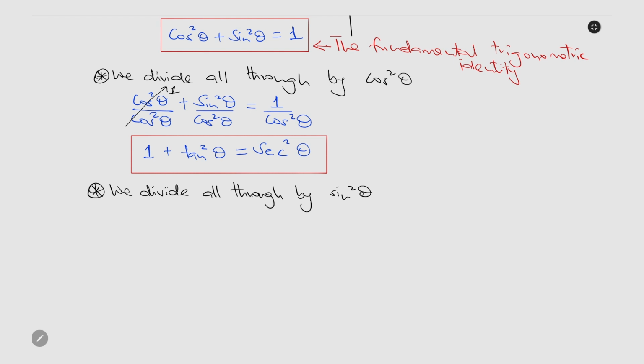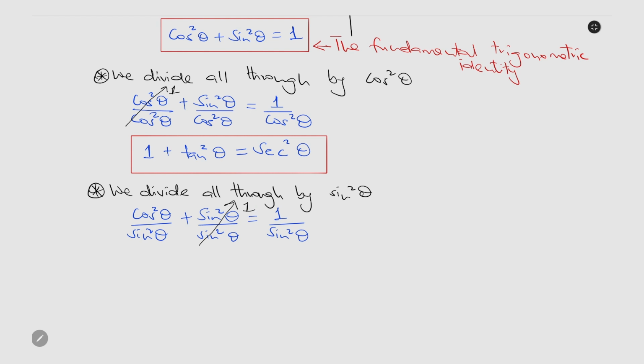Okay? So, this is the fundamental. To get the first one, we divided the fundamental trig identity by cos squared theta. Now, to get the second one, we are dividing the fundamental trig identity again, but now by sine squared theta. So we will have cos squared theta over sine squared theta plus sine squared theta over sine squared theta, giving us 1 over sine squared theta. Okay? And of course, sine over sine will give us 1.